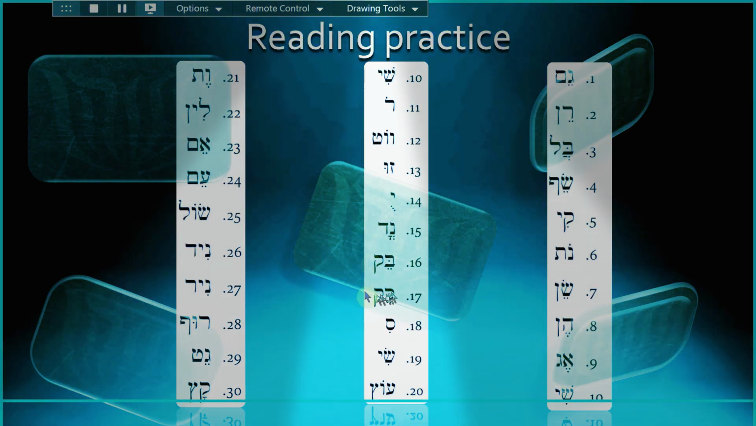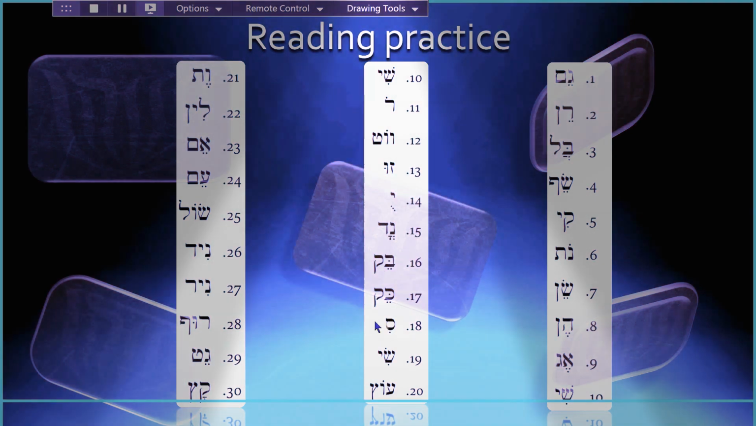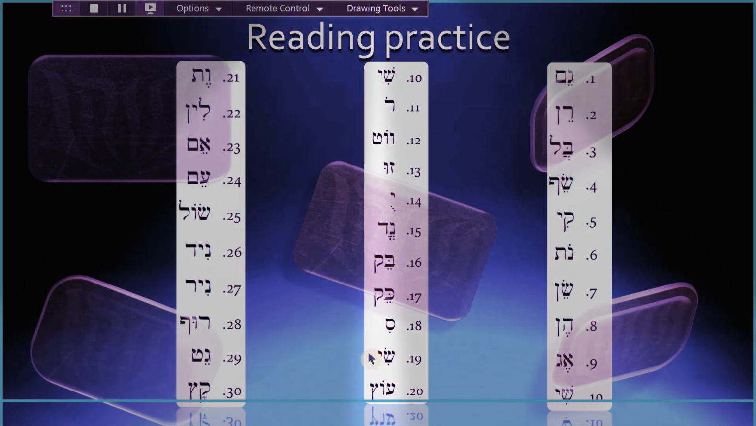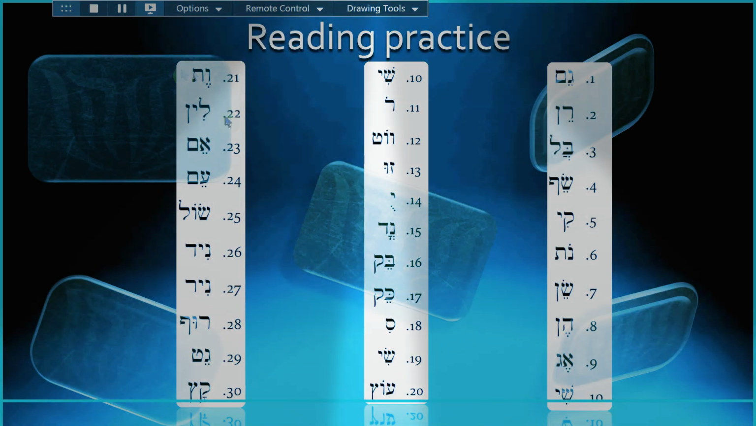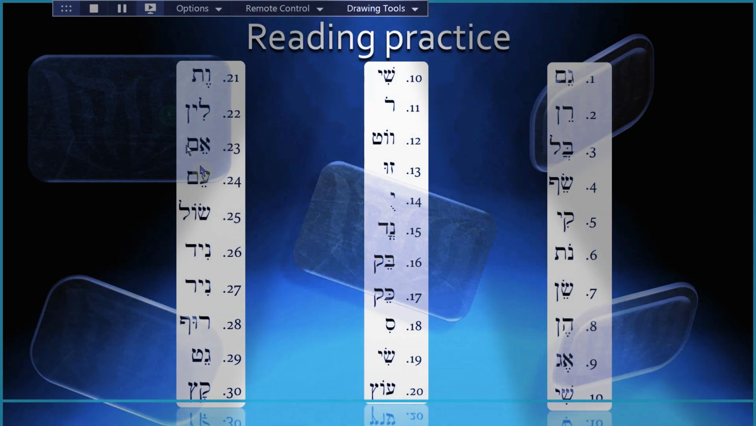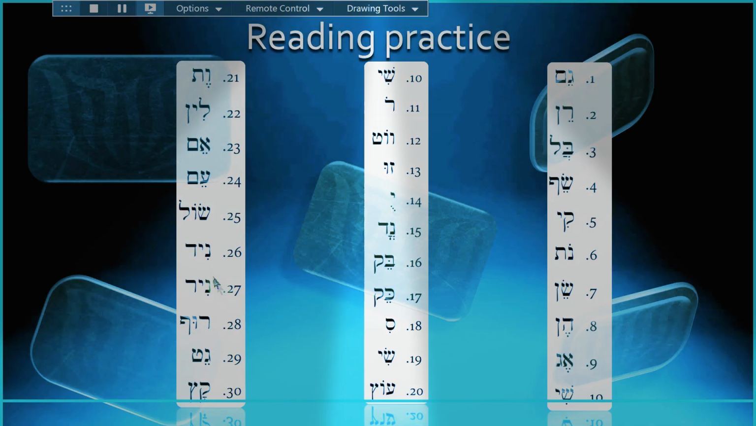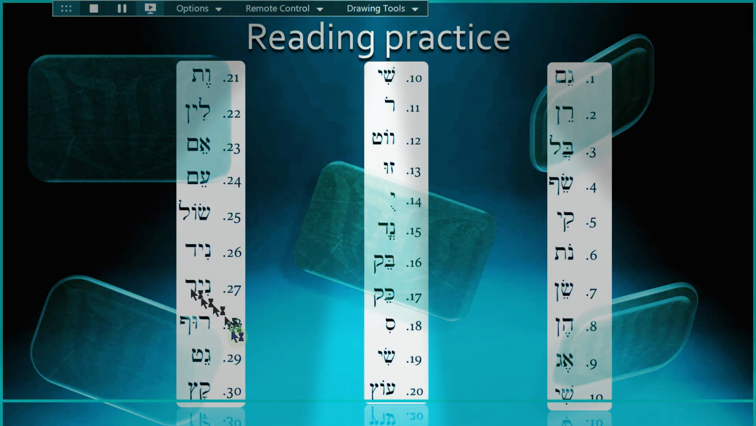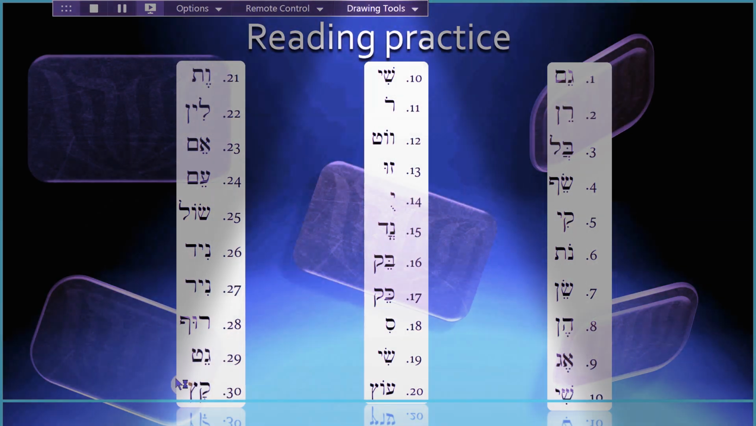Number 17, cake. Number 18, si, although it can also be si. Number 19, si. Number 20, ot. Number 21, vet. Number 22, lean. Number 23, ein. Number 24, ein. Number 25, sol. Number 26, need. Number 27, kneel. Number 28, roof. Number 29, gate. Number 30, cuts.